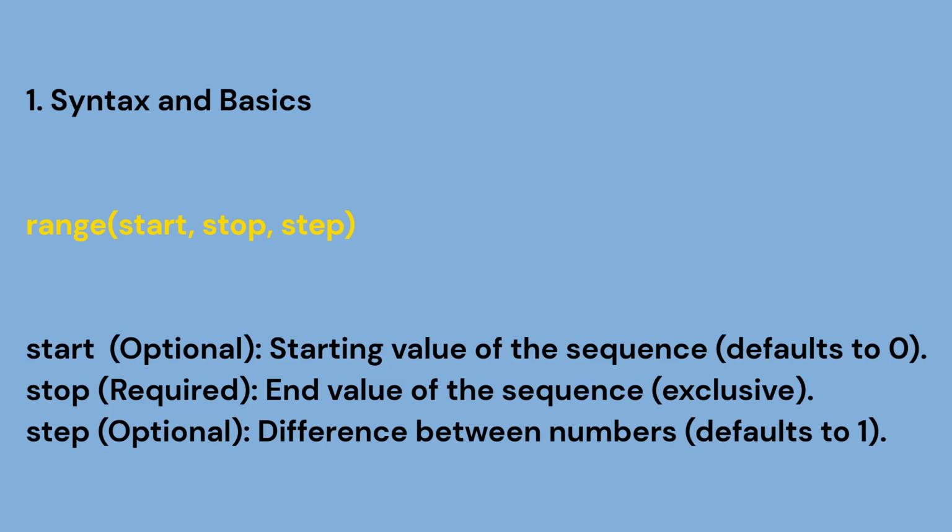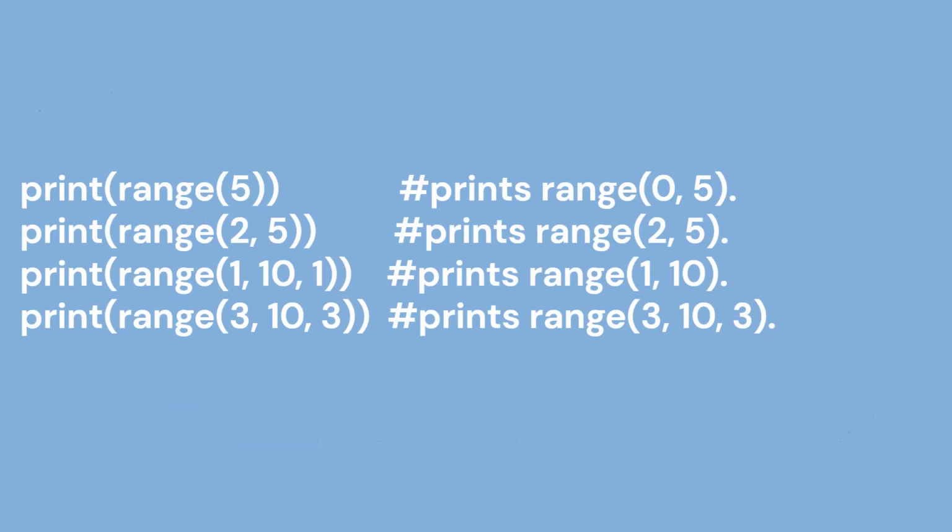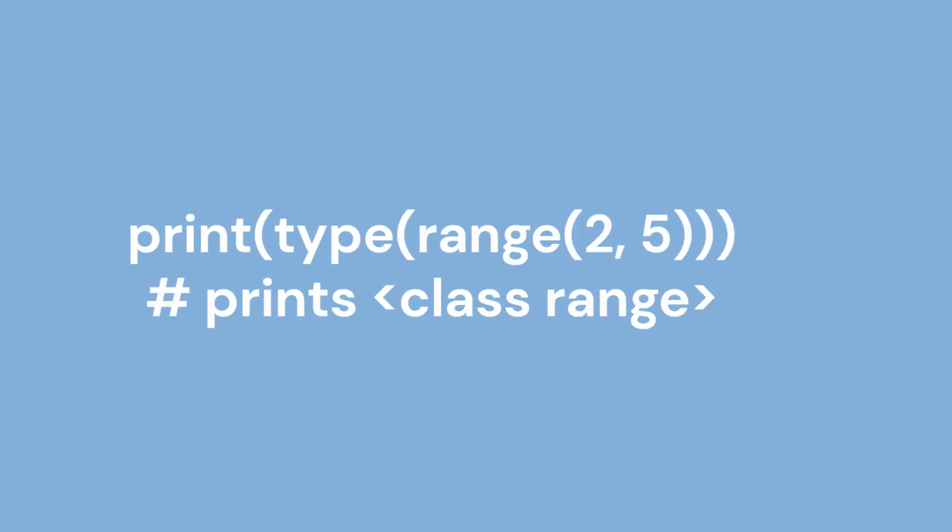The function returns a range object, which represents a sequence of numbers. For example, range(5) prints range(0, 5). Range(2, 5) prints range(2, 5). Range(1, 10, 1) prints range(1, 10). Range(3, 10, 3) prints range(3, 10, 3). If you check the type, you'll see it's class range.